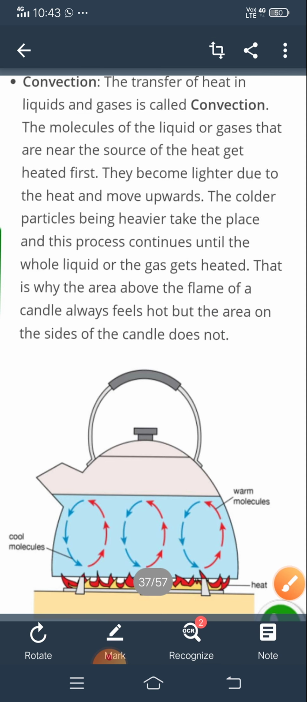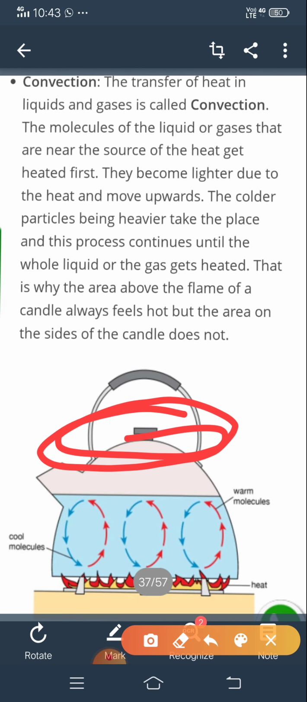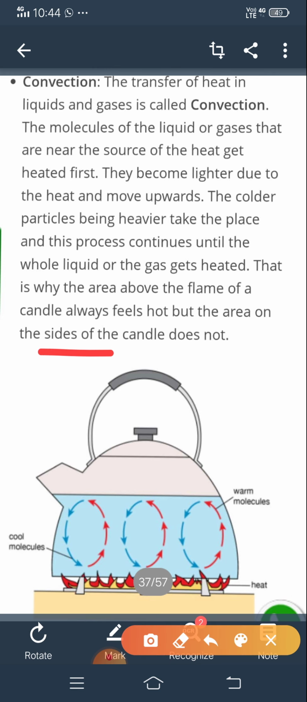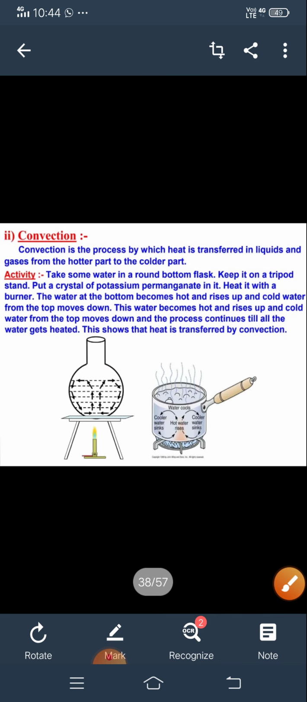That's why the area above the flame of a candle always feels hot. The reason for the sides, we will see in the candle experiment. Before that, here is another example for convection. What do you mean by convection? Convection is the process by which heat is transferred in liquids and gases.